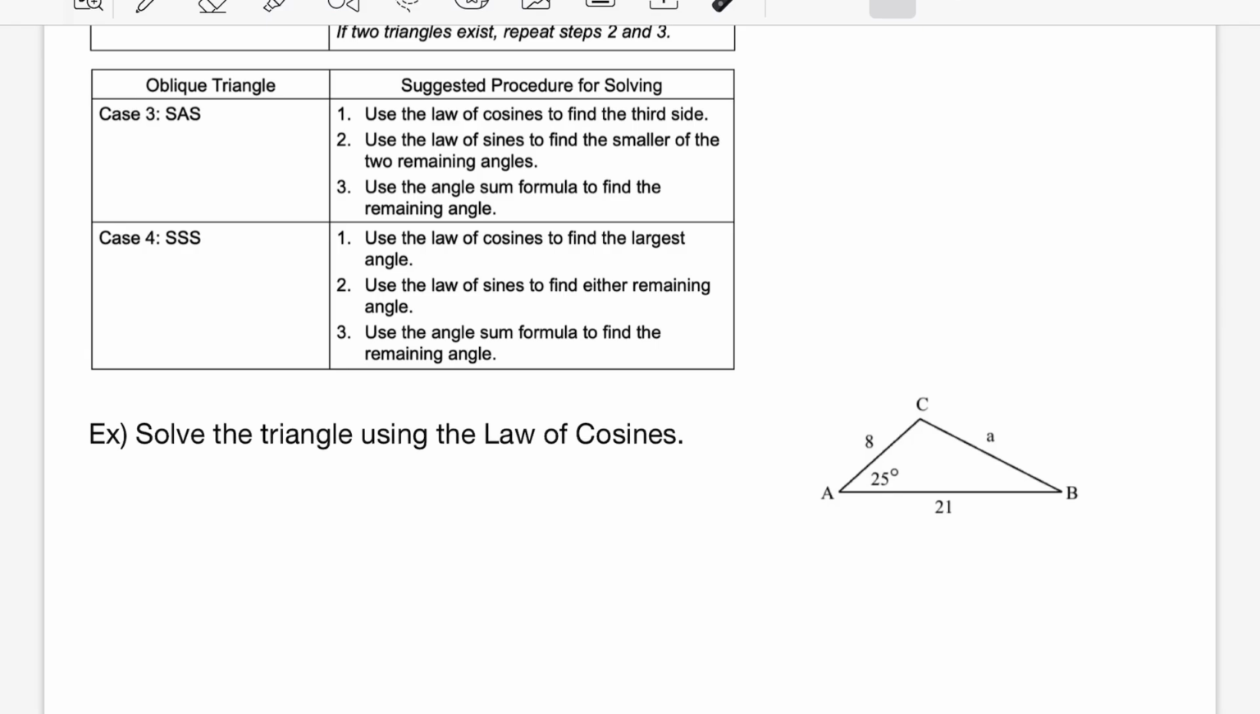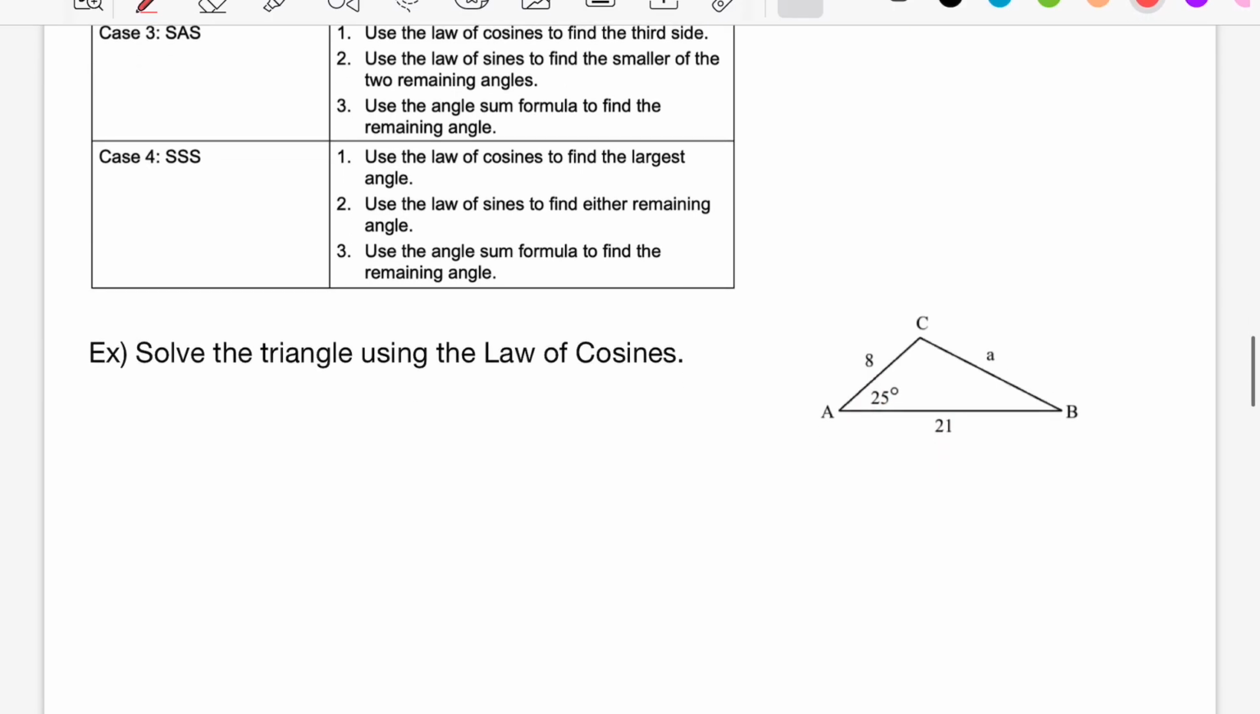So the first thing that we'll do here is solve for this side length A, because in this case, we have our side lengths C and B and this angle A here. So we can use the law of cosines, which says A squared is going to be equal to B squared plus C squared, minus 2 times B times C times cosine of our angle A.